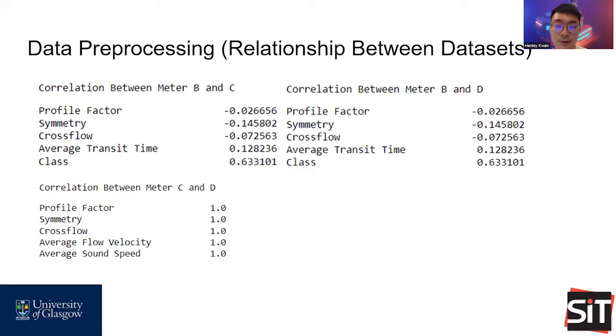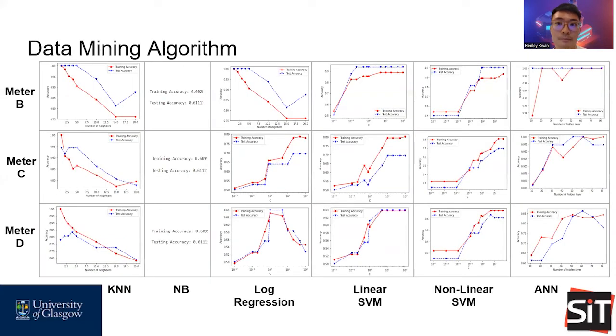So the next step is to identify the relationship between data sets. You can see that meters C and D have a correlation between each other, as shown in the data below, where there is perfect correlation. However, we can see that when we compare with meter B, there is almost no relation between C and D when compared with meter B. So we can identify that there is some relationship between the pipelines when the LNG is flowing through for meters C and D. So now I'll pass on to Jonathan to talk more about the data mining.